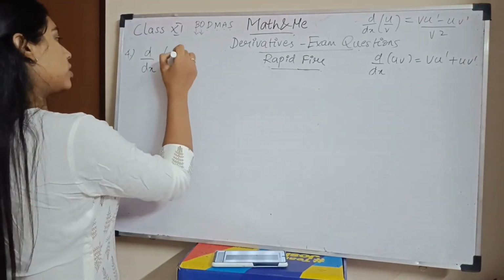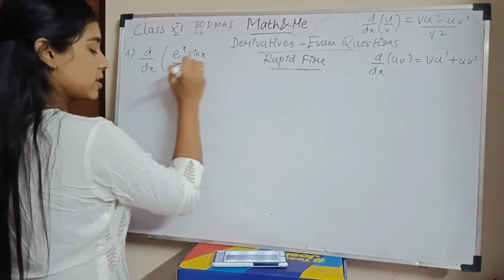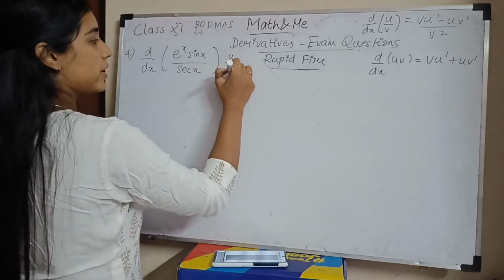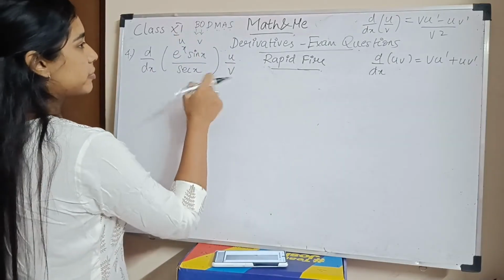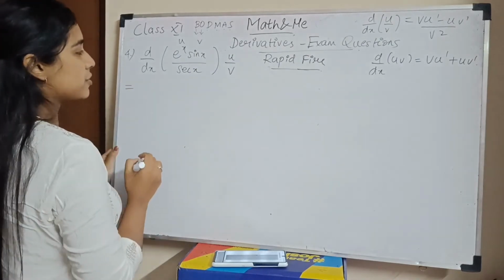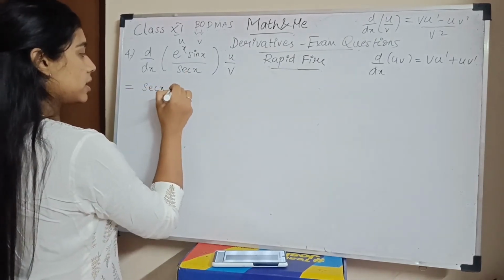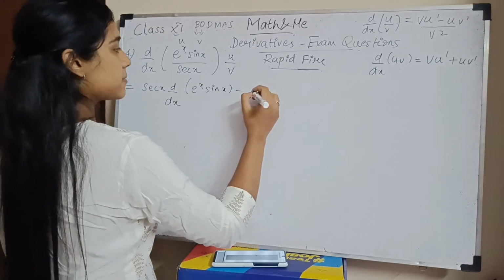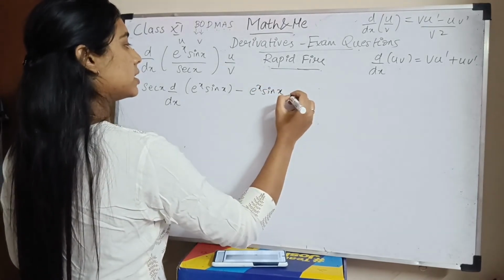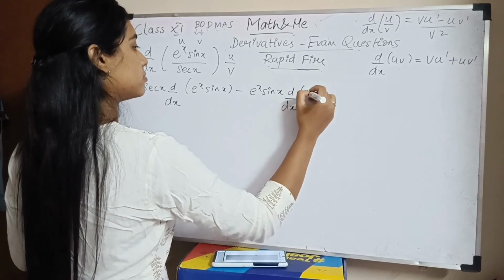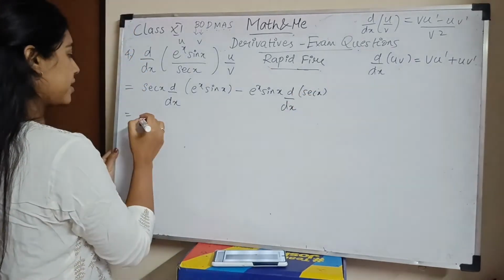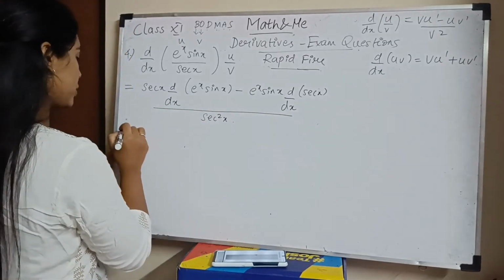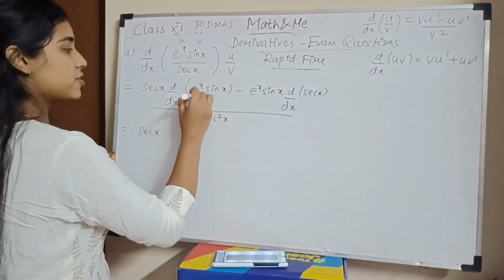d by dx of e to the x sin x divided by secant x. So this is also of the form u by v and u v. So here it's a combination of both multiplication and division. So you do the division first. v u dash minus u v dash. So you have, don't forget the denominator, secant square x. So what do you have? Secant x. This is your u, this is your v.